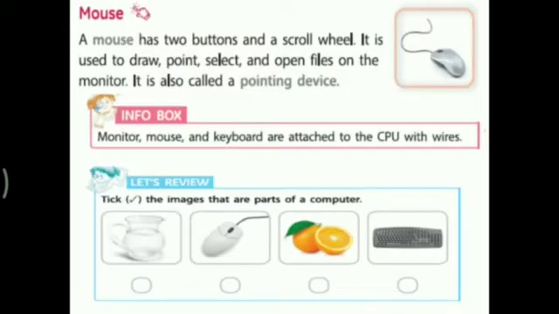Next we have mouse. A mouse has two buttons and a scroll wheel. It is used to draw, point, select and open files on the monitor. It is also called a pointing device. That means the items can be moved or selected by pressing the mouse buttons, which are shown on the computer screen, right? Students, monitor, mouse and keyboard are attached to the CPU with wires.